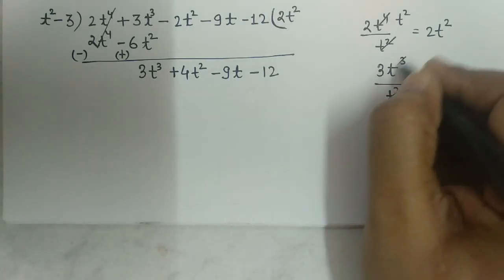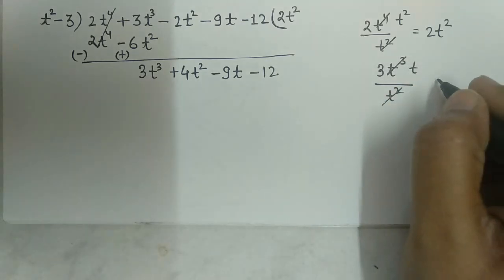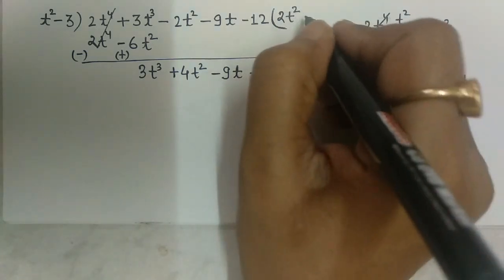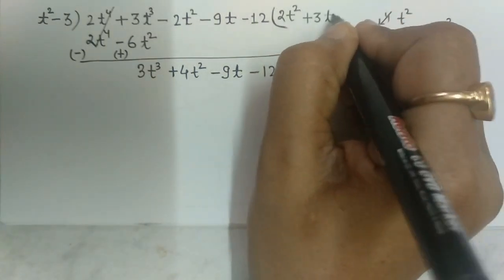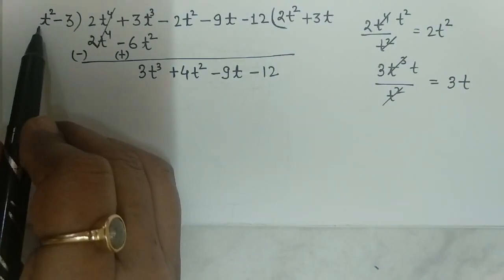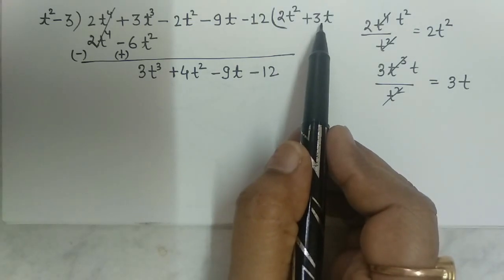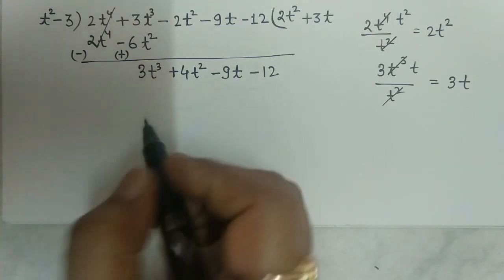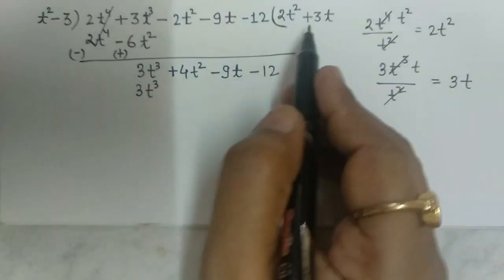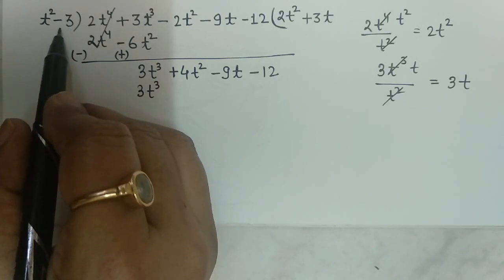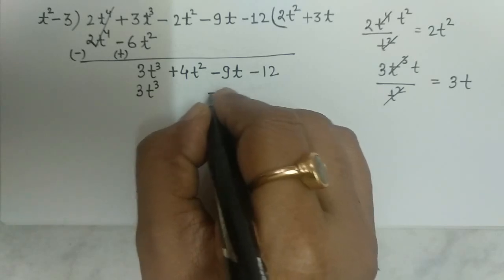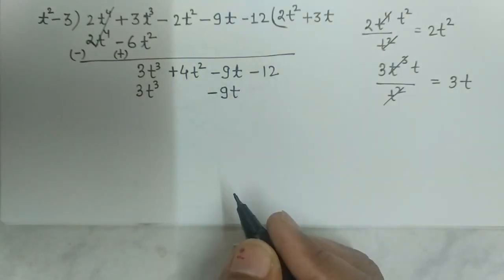So t square से ये t cube कैंसिल हो जाएगा और एक t मिल जाएगा. So हमें क्या मिलेगा 3t. I will get 3t. So I write this plus 3t here. Now multiply this plus 3t with t square minus 3. When you multiply plus 3t with t square, you will get 3t cube. When you multiply plus 3t with minus 3, you will get minus 3 into 3, 9t. So I am writing this minus 9t here.